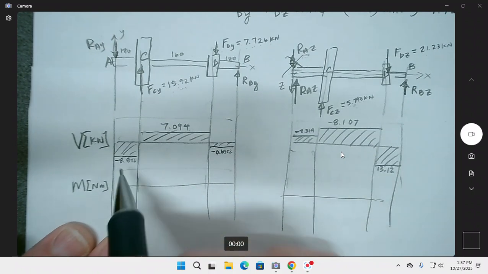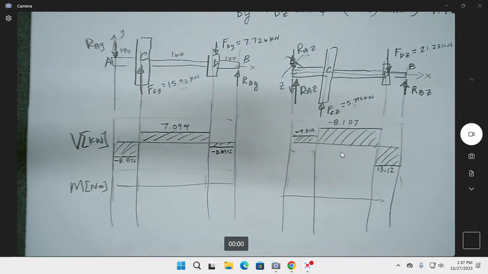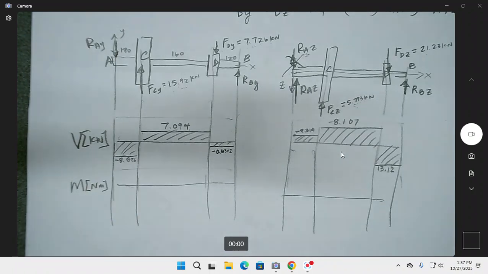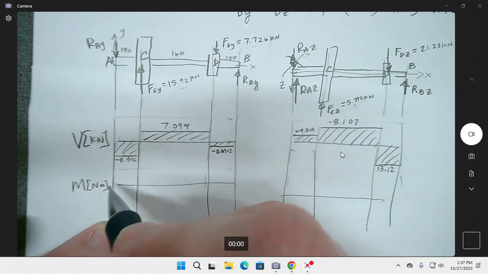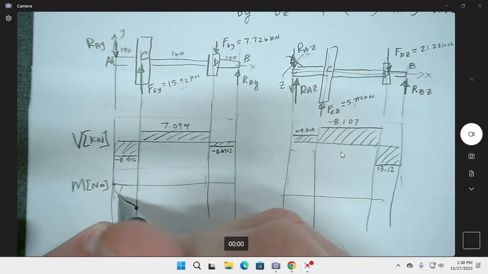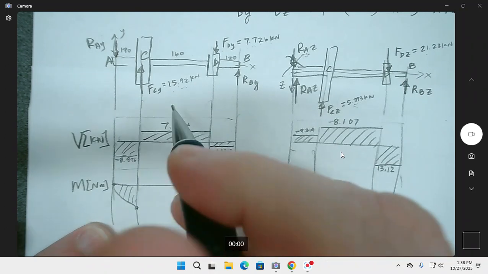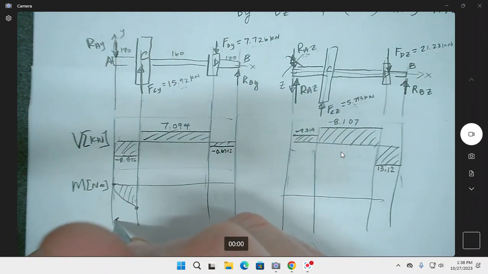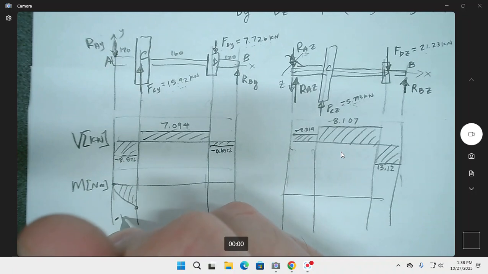So we'll go 8.826, I think so, and multiply it by 120. So you get 1,059, and that'll go this direction down here. So technically it's negative, so we'll keep it negative 1,059.